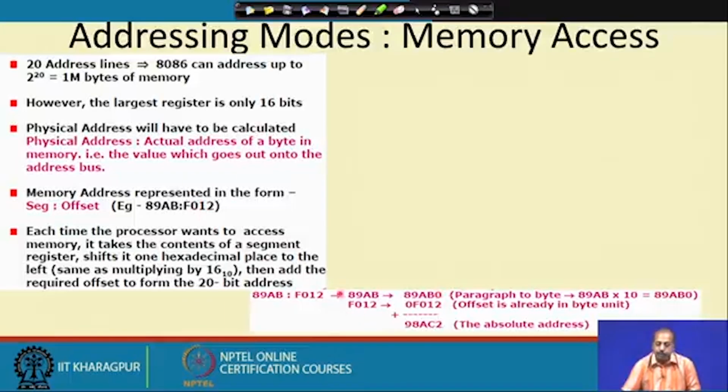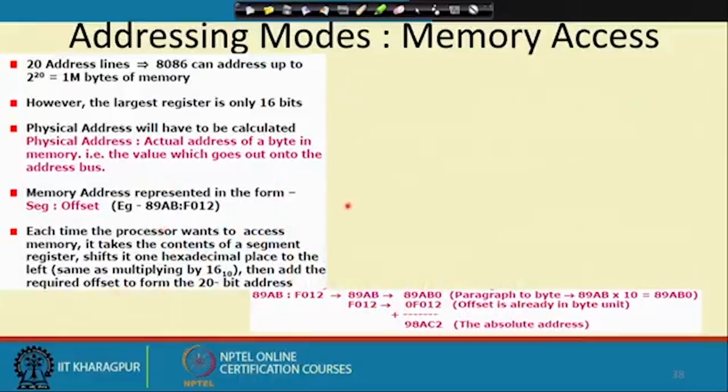And this F012 is the offset part. This is also a 16 bit value, so we take it as a 20 bit value. The most significant digit in hexadecimal notation becomes 0, and then you do the addition. After that you get a 20 bit result, and that will be the physical address. The physical address is the actual address of the byte in the physical memory. The memory access will be done by doing this operation.